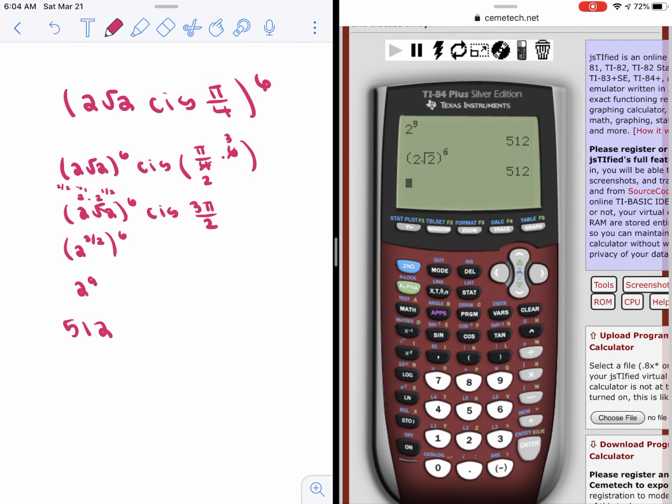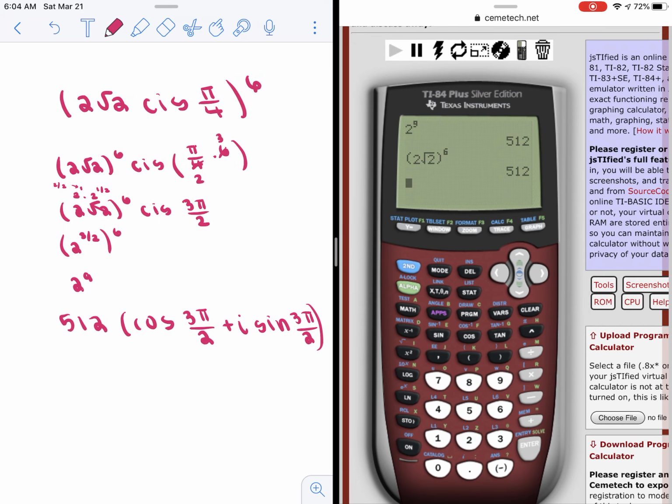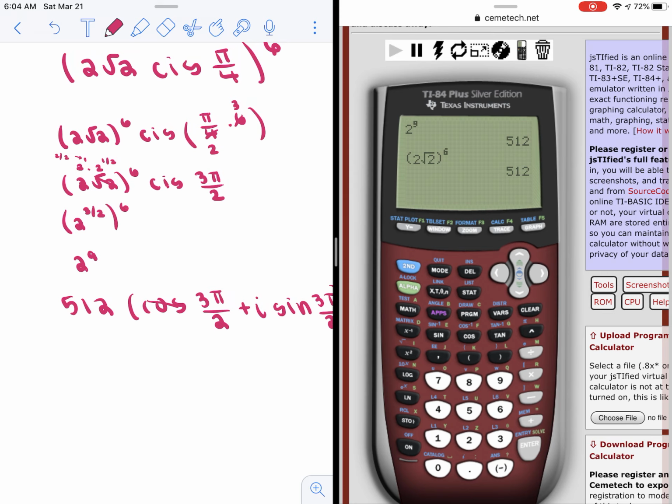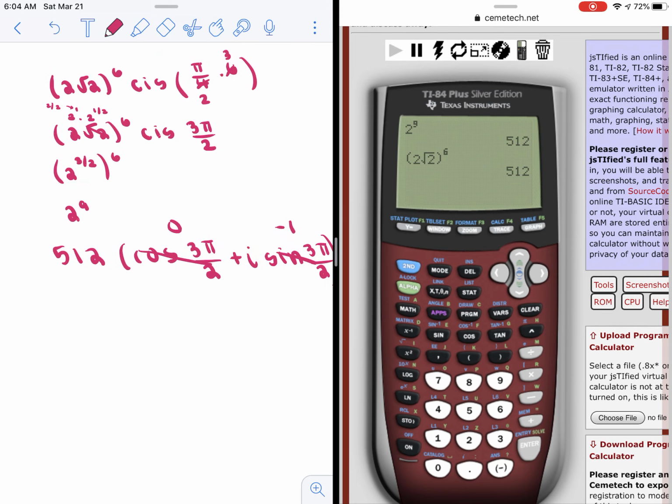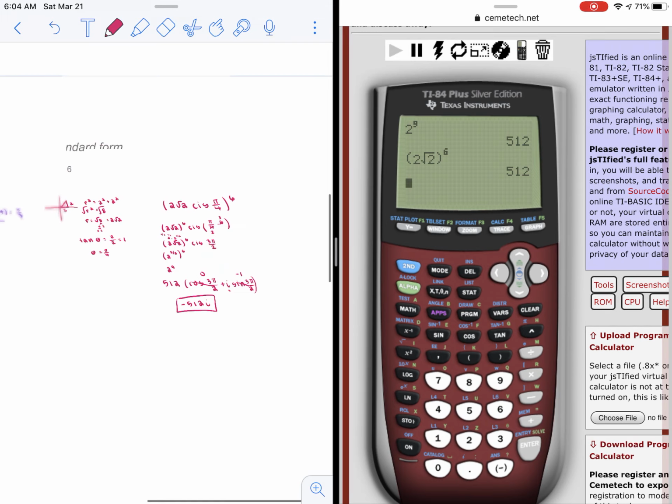But we still have to do this cosine 3 pi over 2 plus i sine 3 pi over 2. So notice that the cosine of 3 pi over 2 would be 0, and the sine would be -1. So this time the real part goes away, but then we're going to have this imaginary part left over, so we'll get -512i. And that would be your final answer. So please email me with any questions.